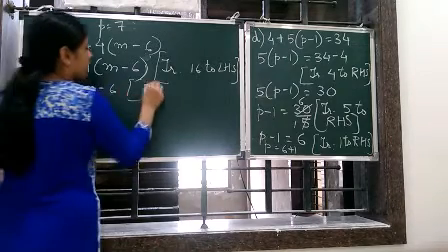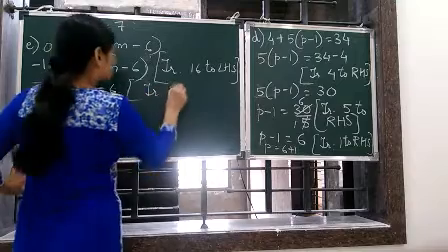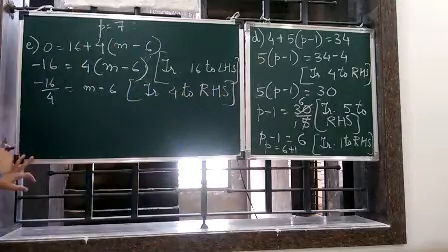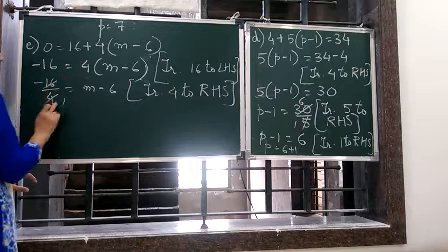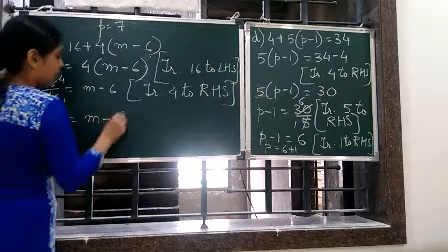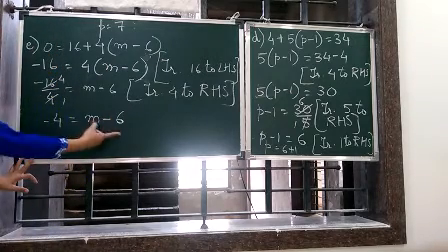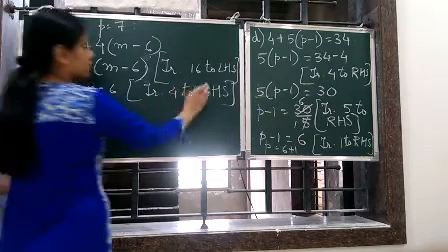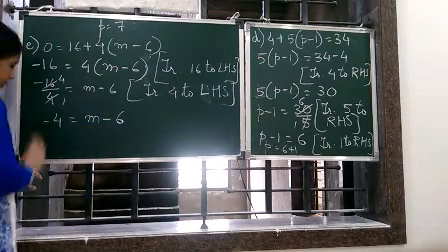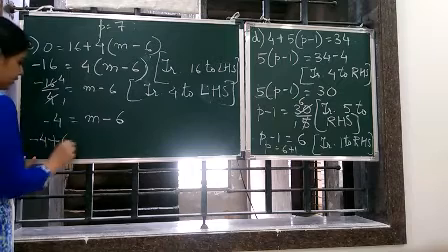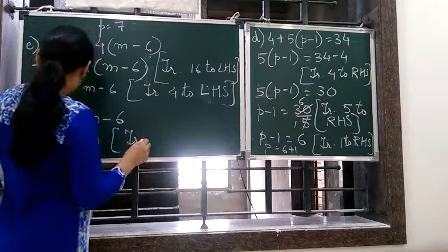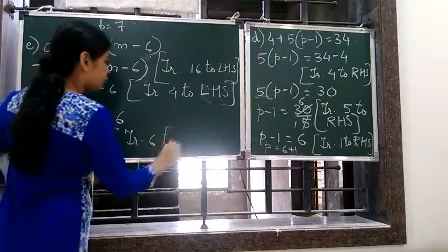So we write here what? Transposing 4 to RHS. Now 4 and 16 can get cancelled. 4 ones are 4, 4 fours are 16. So minus 4 is equal to m minus 6. Now the 6 will be transposed to the LHS. Yes, it is negative, it will become positive. So minus 4 plus 6 is equal to m. So we will write here transposing 6 to LHS.